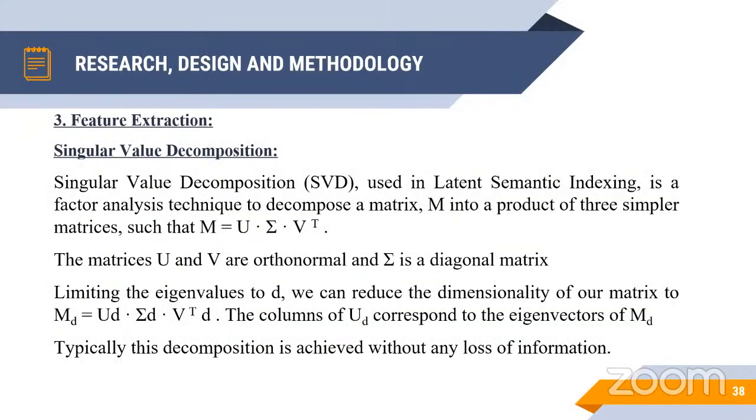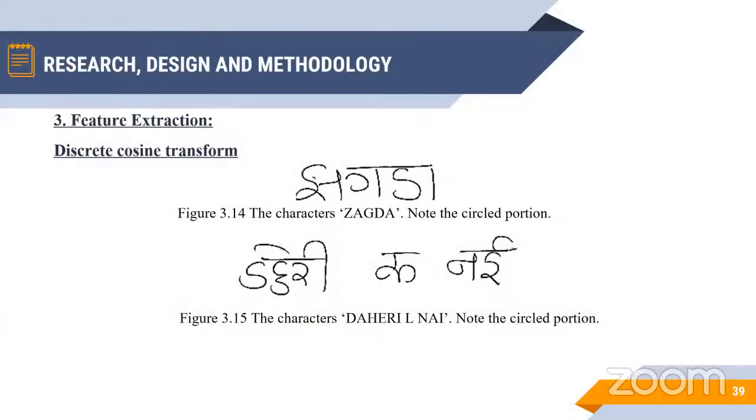Now the feature extraction. If I want to go for feature extraction, one method is SVD, singular value decomposition. Singular value decomposition has M equal to U into sigma into V raised to T. U and V are orthonormal, and sigma is the diagonal matrix. The image is based on a matrix. If I multiply these values with the matrix, it typically achieves the output without any loss of information.